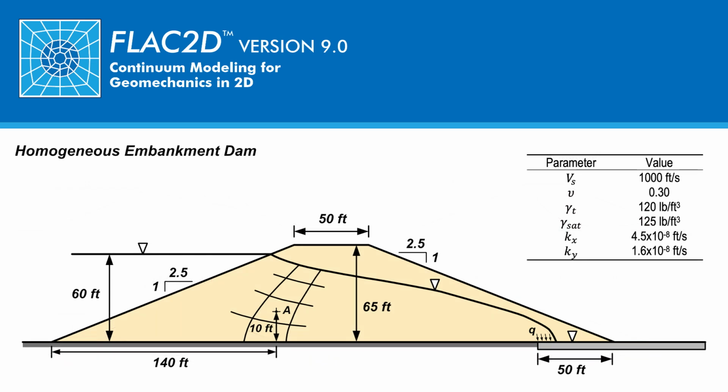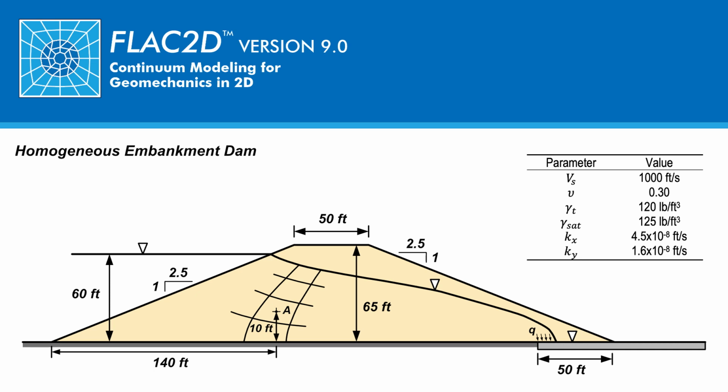The homogeneous embankment dam that will be analyzed has a height of 65 feet and a crest width of 50 feet. The slopes are 2.5 to 1 on both the upstream and downstream side. The reservoir surface is set to be 60 feet above the toe of the dam. A blanket drain is located beneath the downstream toe of the dam and extends 50 feet underneath the embankment.